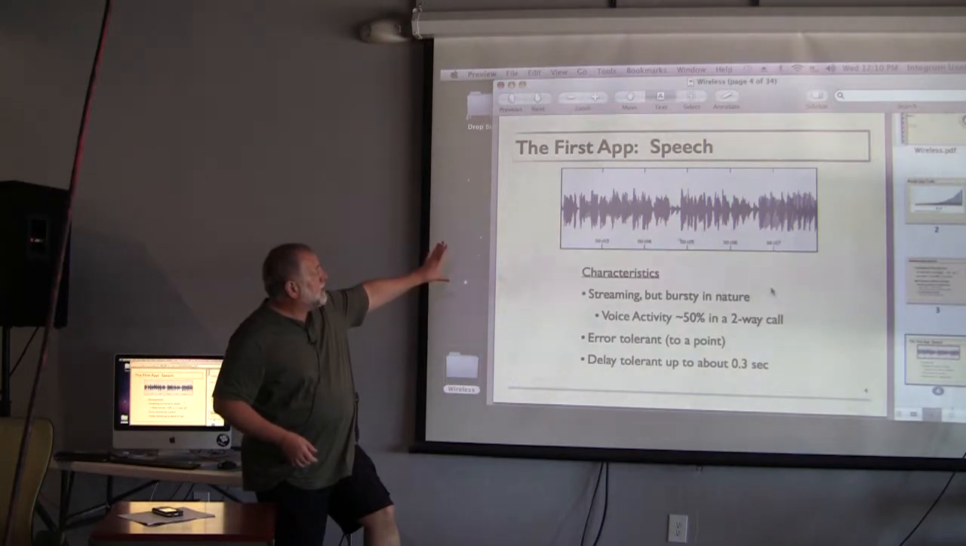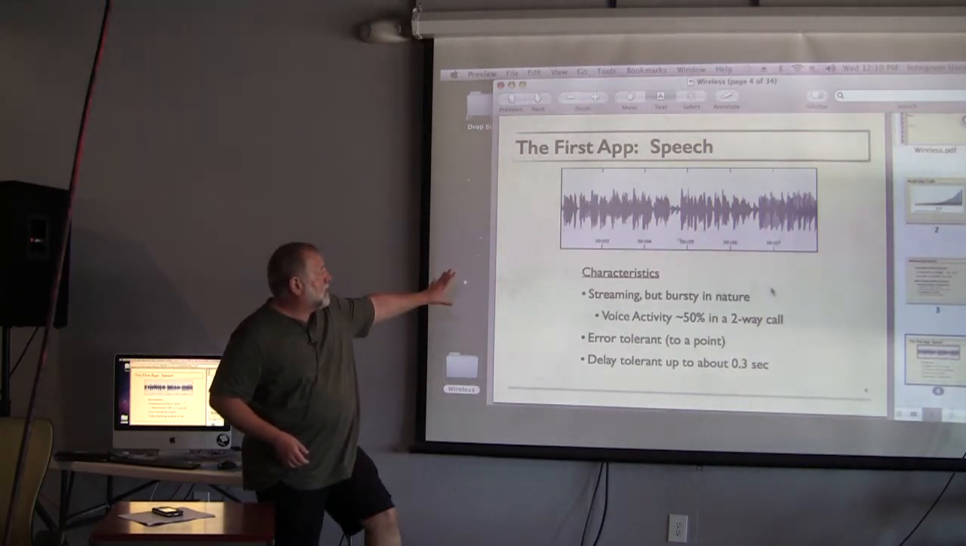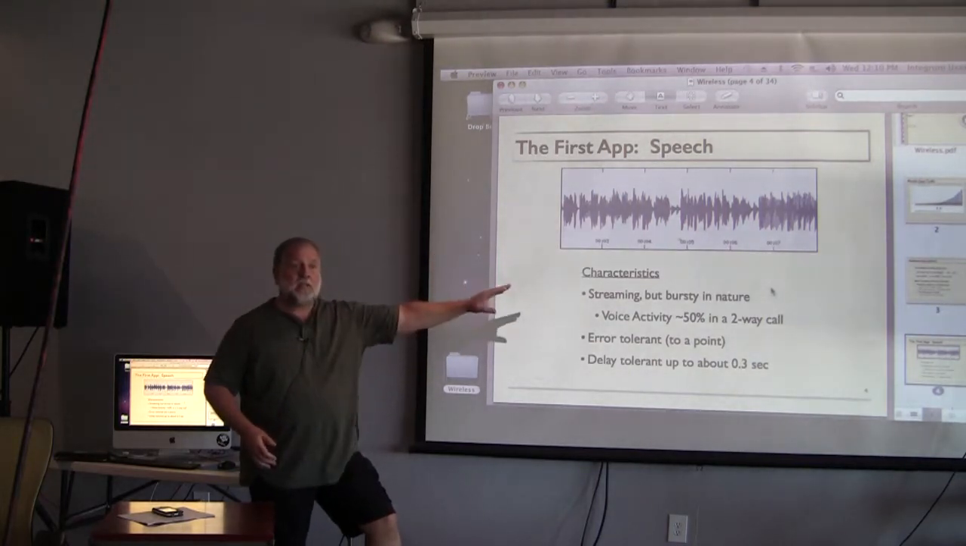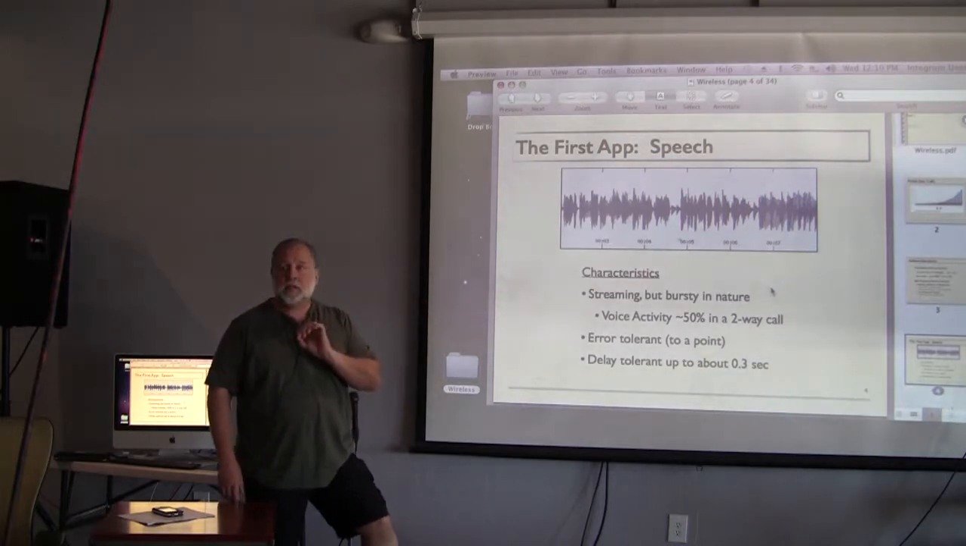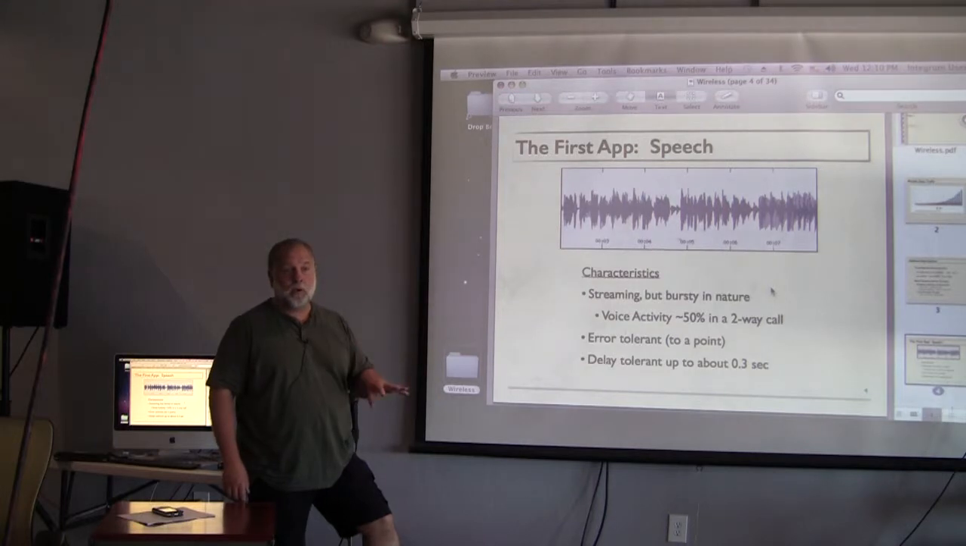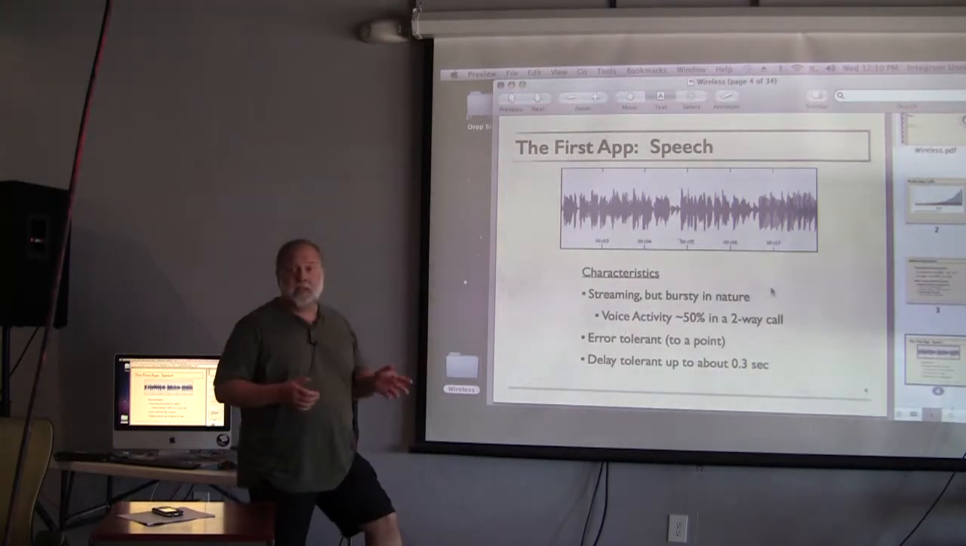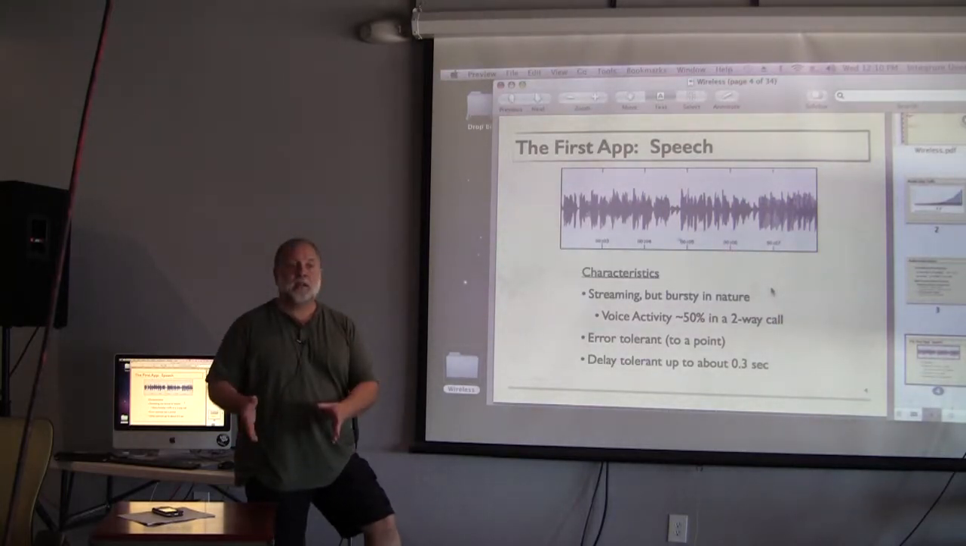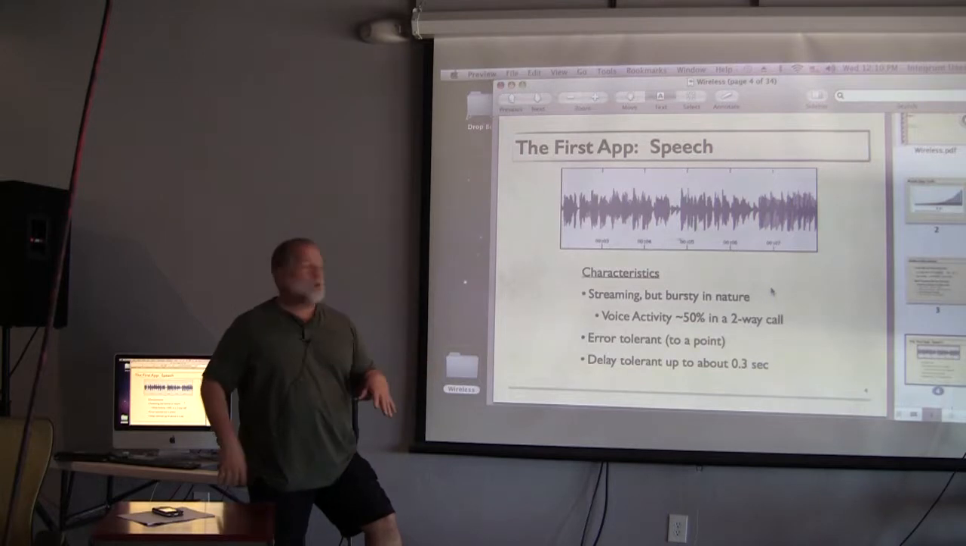So when you look at something like this, a speech waveform, you see that it's streaming. Of course, it's continuous. You have a continuous stream of data, but it's bursty in nature, so you have words. You also have voice activity, because if you're having a two-way conversation, usually only one person's talking at a time. So there's like 50% of the time a given user is quiet.